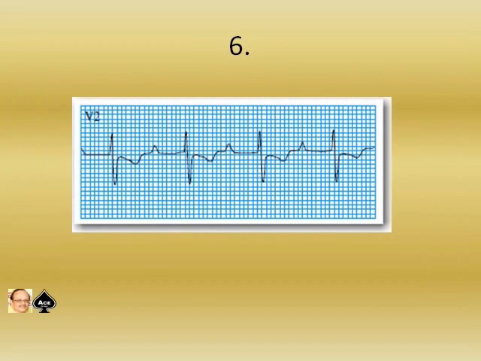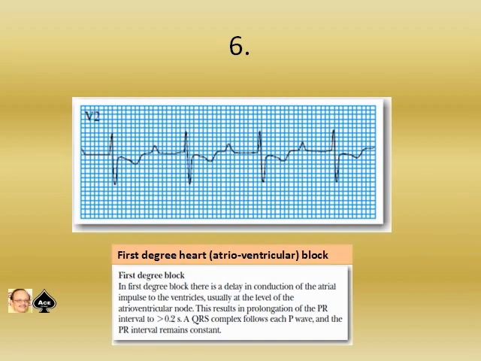What is this, question number 6? That is first degree AV block, with a delay in conduction of the atrial impulse to the ventricle, usually at the level of the atrioventricular node. This results in prolongation of the PR interval to more than 0.2 seconds. A QRS complex follows each P wave and the PR interval remains constant in this case.